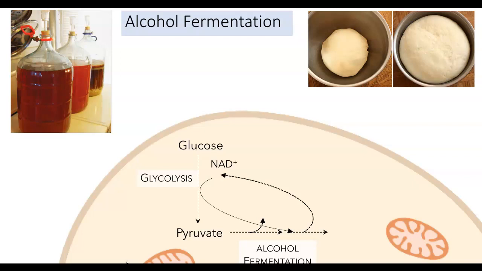Here's a different example of humans using alcohol fermentation. This is beer making, in which yeast are added to a solution containing carbohydrates, breaking them down, and as they do this, they produce CO2 and ethanol.